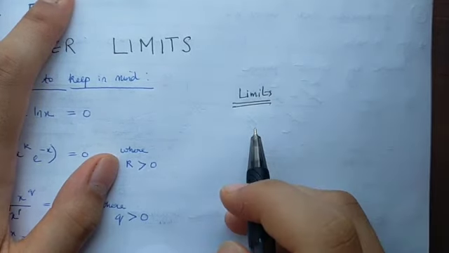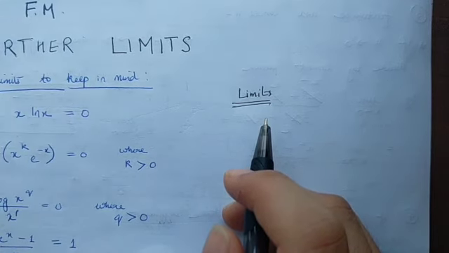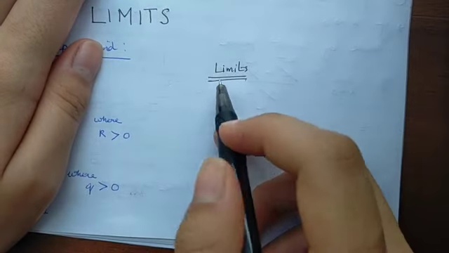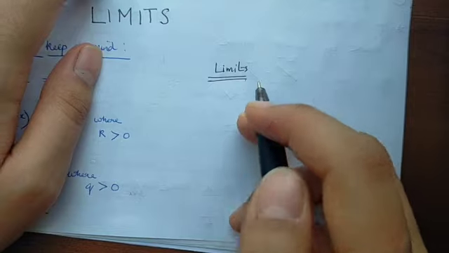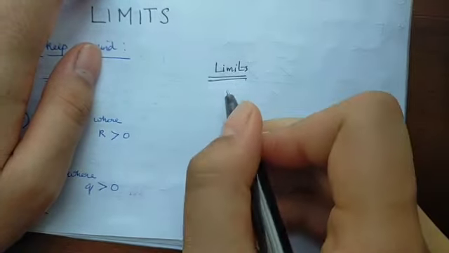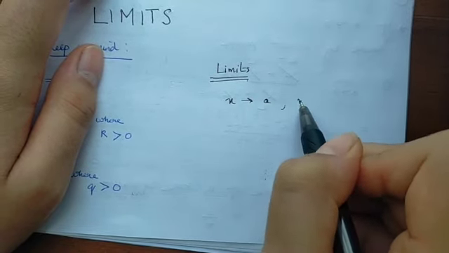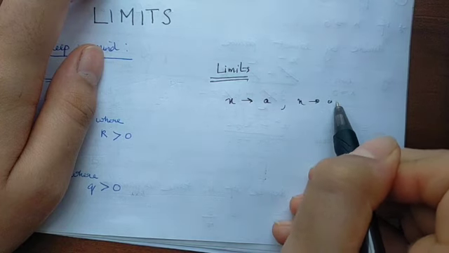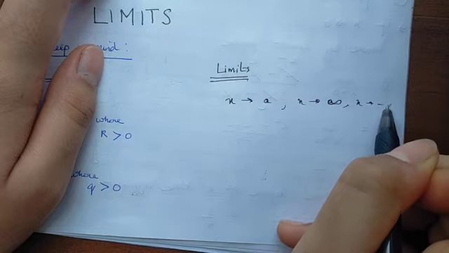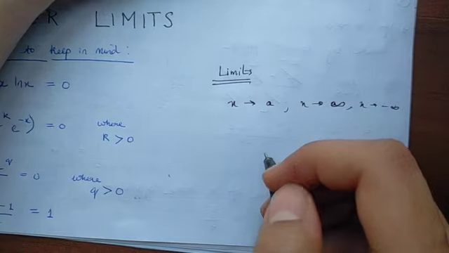So before this, you probably have seen limits in AS, but let's just start off by refreshing our memory. Limits are used to see where a graph or where a function would go if x tends to a certain value. So if x tends to a value, or if x tends to infinity, or minus infinity. So these are the most common limits that we look at.